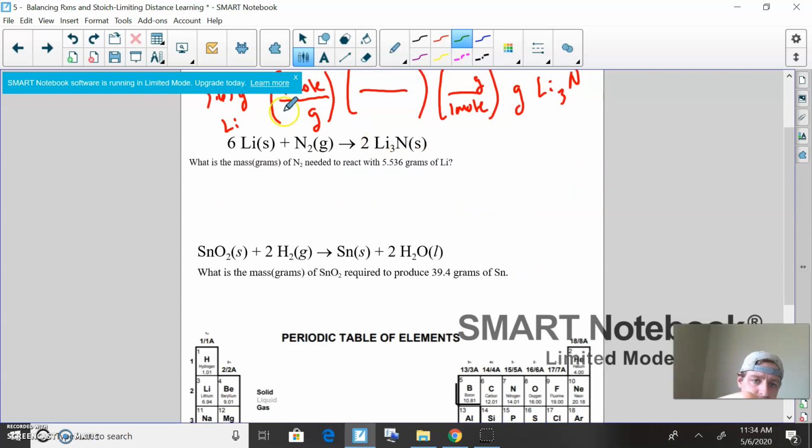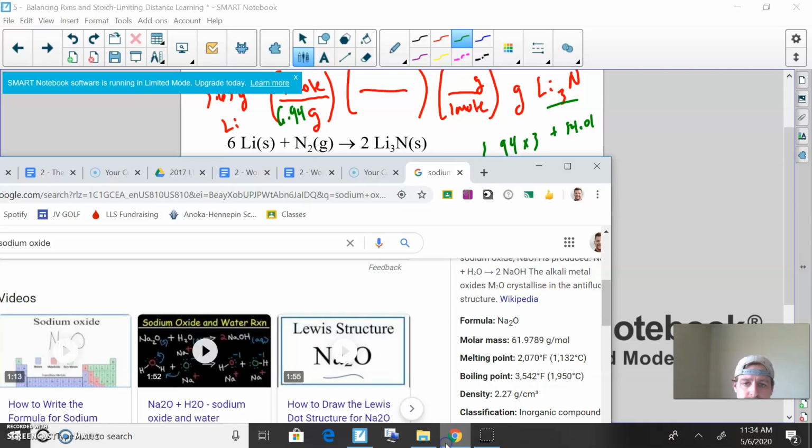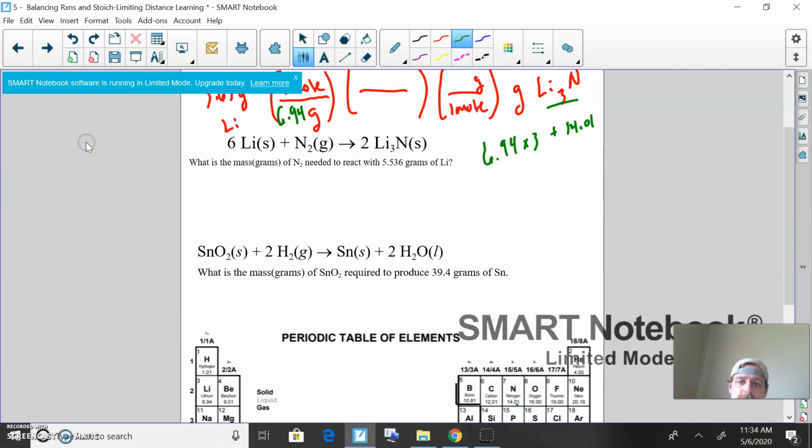6.94. All right, and lithium nitride, so 6.94 times 3 plus 14.01. That's going to be the mass that goes there. All right, let me do that quick. 34.83. All right, good so far.